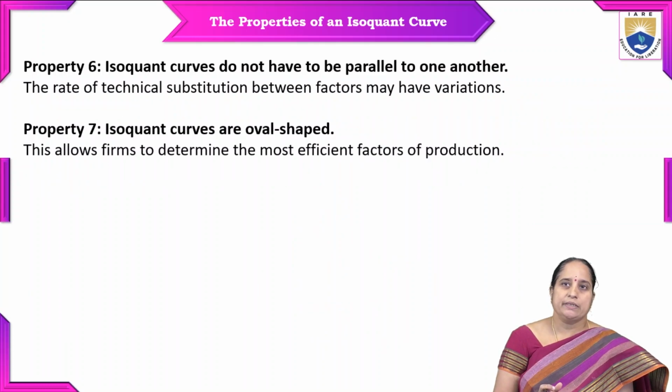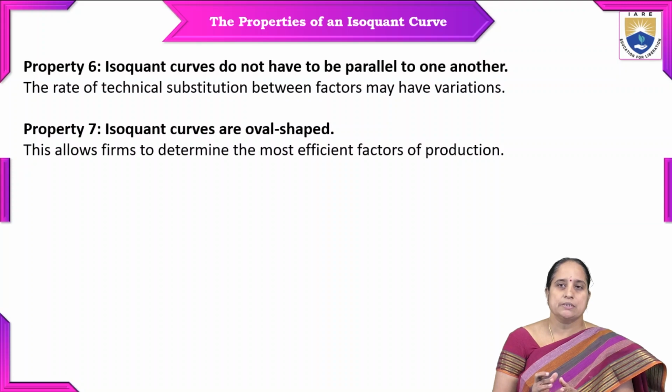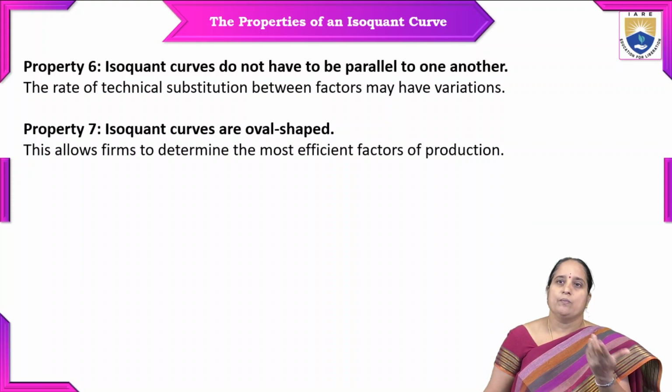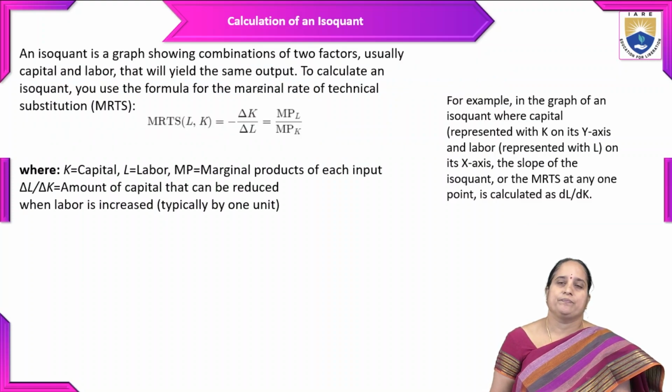And the sixth property: isoquants do not have to be parallel to one another. So the rate of technical substitution between factors may have variations. And isoquant curves are oval shaped. This allows firms to determine the most efficient factors of production. So as a result, they are always oval shaped.